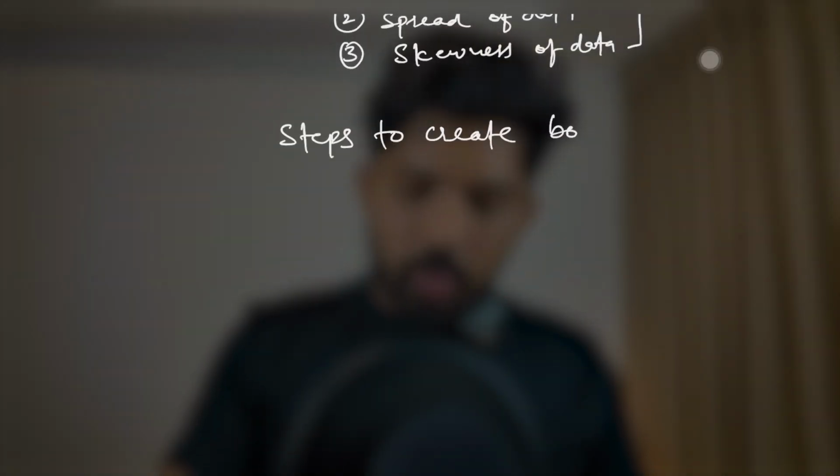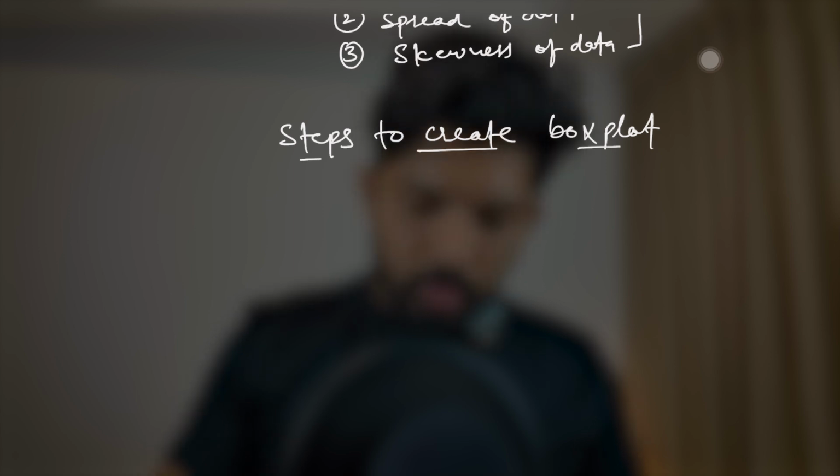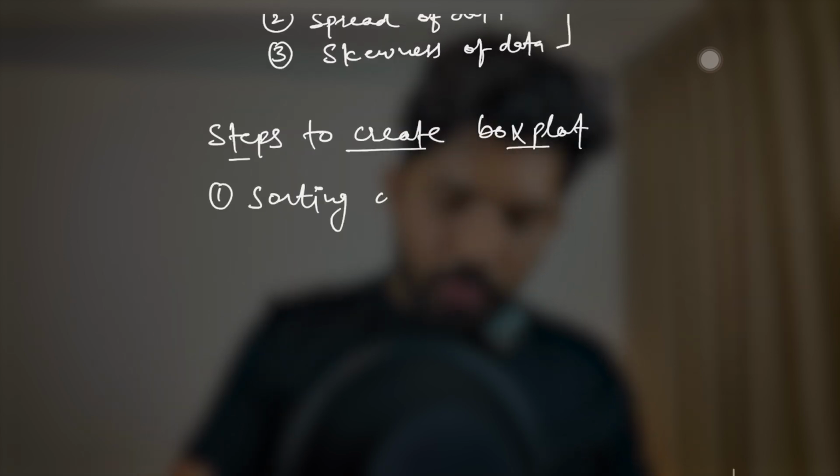We will take a data set, and based on that we will create our own box plot. Generally we use tools like Python or the R language, but here we will create our own box plot manually. So first of all, we will take a data set. Purposely, I'm writing this in ascending order, but generally the first step is to sort the data. Let me write here, steps to create a box plot. The first one is sorting of data.